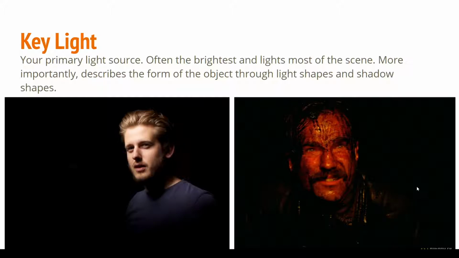So the first light that we want to talk about is probably the most important one, and that is the key light. The key light you can think of as your primary lighting source. This is the light that's going to be doing most of your illumination in your shot, and more importantly, it also describes the form of your object through light shapes and shadow shapes. And so it's going to be used to shape and sculpt your figure with light.